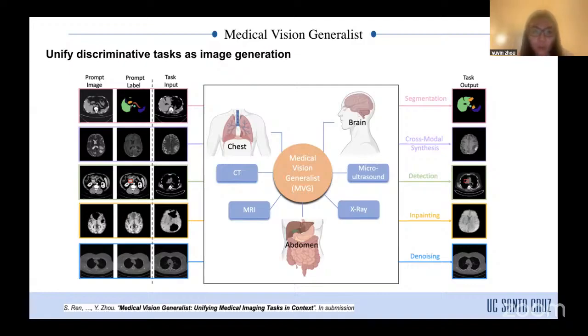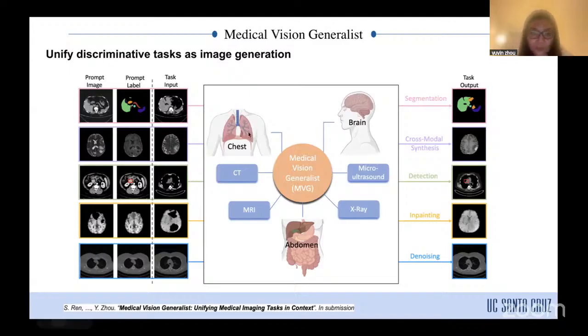So now we're thinking, can it do other tasks outside the segmentation task? Here we have shown a pipeline that unifies not just the different segmentation tasks, but also other tasks, including cross-model synthesis, object detection, in-painting, denoising. So we unify all of these different discriminative tasks as image generation. Now we build a model that is called Medical Vision Generalist, MVG.